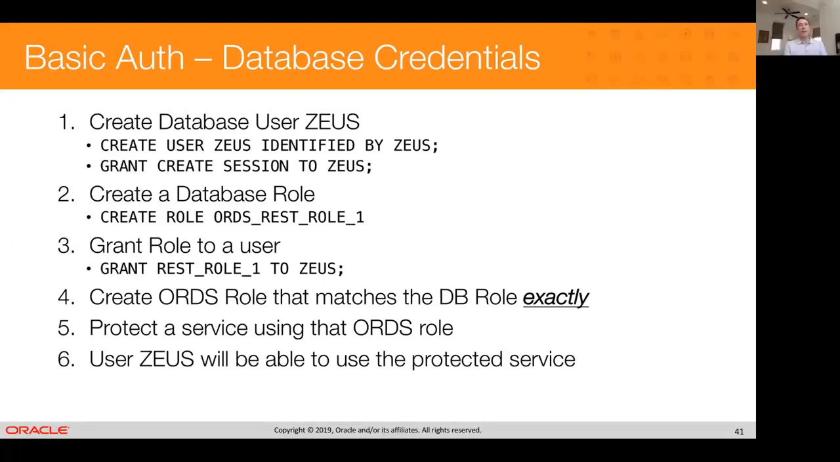So the steps to use database credentials: you basically create a database user, let's call it Zeus. You create user, and then you grant session to that user. Then you create a database role, call it ORDS REST role 1, and you grant that role to Zeus. Now that role doesn't have to hold any privileges at all. It's just a role. What happens is when you create an ORDS role that exactly matches that database role, ORDS says, oh, this user has the database role that matches the ORDS role that's protecting the resource. I'll let him through. Everything's good. So the protected service is okay, and he'll be able to use that service. There's a match there, and it has to match exactly in terms of the name of that role.